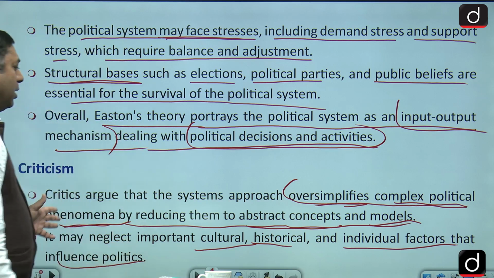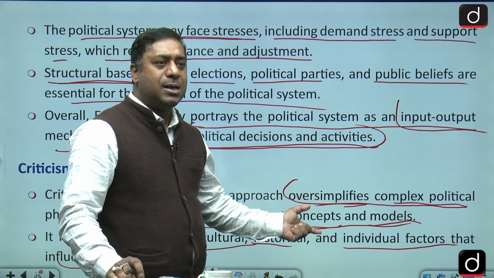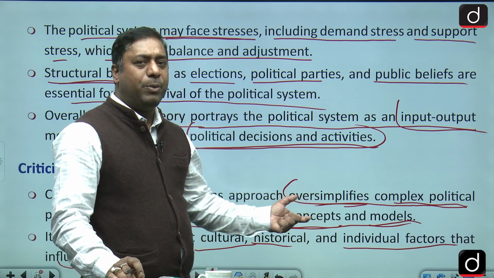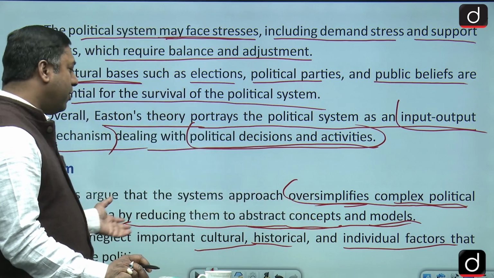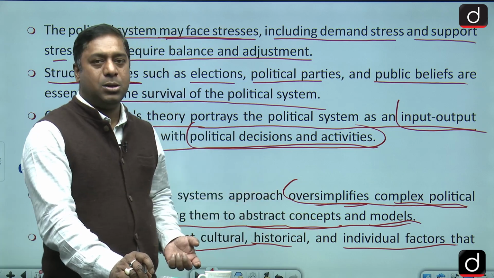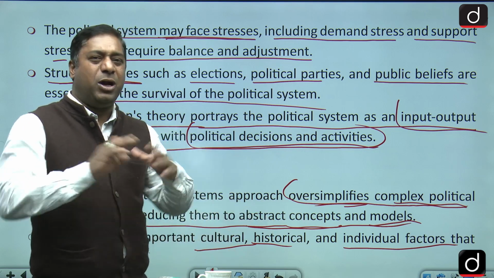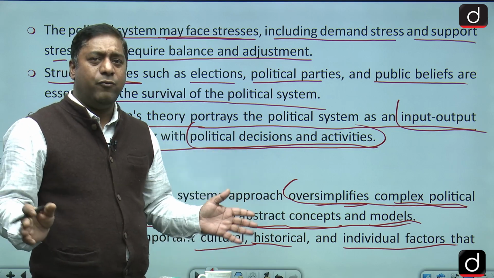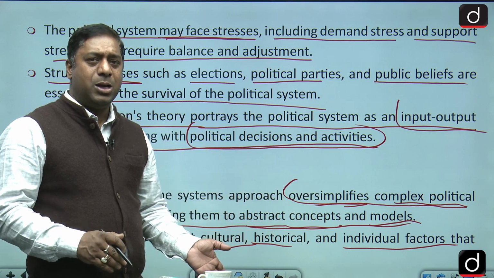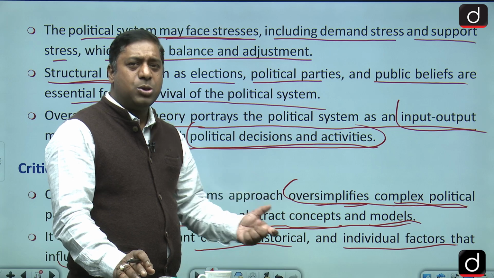But still, it was criticized. Why? Because the critics say that Easton has oversimplified complex political phenomena by reducing them to abstract models and concepts. That means the political system is not a model which you have presented, they are saying. It's not an input-output thing. So they say that he has reduced them to abstract models and concepts.